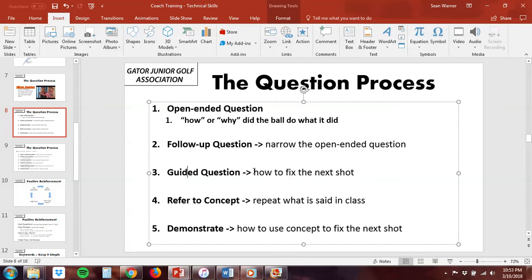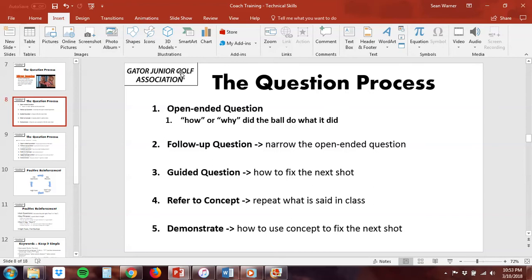Then the guided question is like, what went wrong with that shot? How do we need to fix our distance? We've identified that our distance went too far. How do we fix distance? How do we make it go shorter? A guided question would be, how did it go shorter? Then you refer back to the concepts. When we're talking about long Y, short Y, I need to make a short Y, and that's referring back to the concept. Then, to demonstrate, tell them, show me a short Y. Show me what a short Y looks like. So that's the question process.